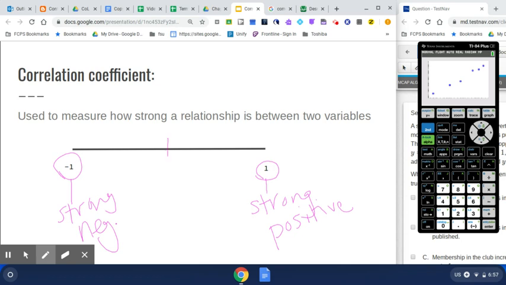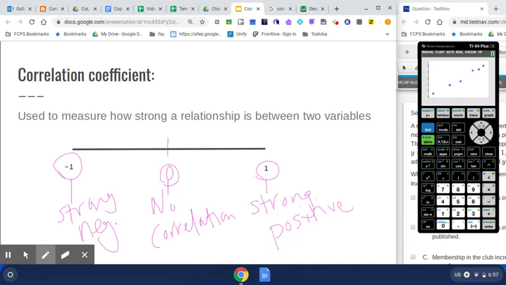Now, 0 would be right in the center of this number line, and that would actually mean that there is no correlation between the two variables. So that's just going to look like a scatter of points. No uphill trend, no downhill trend, just a big scatter of points on your scatter plot.